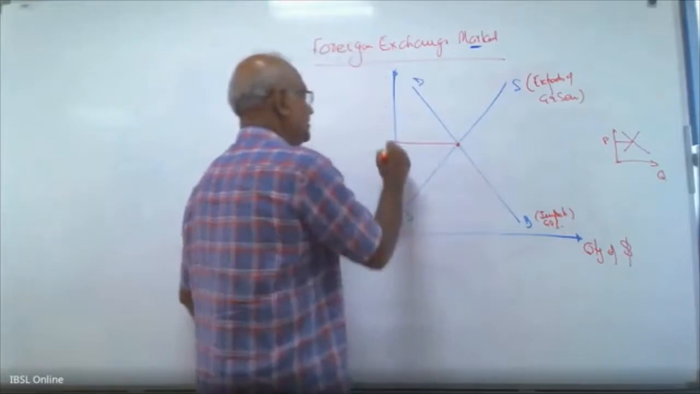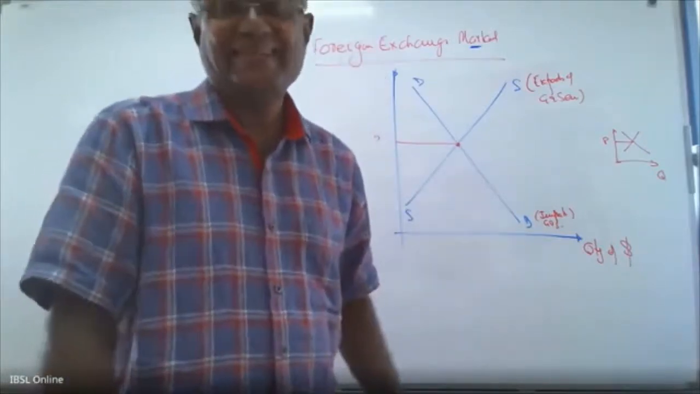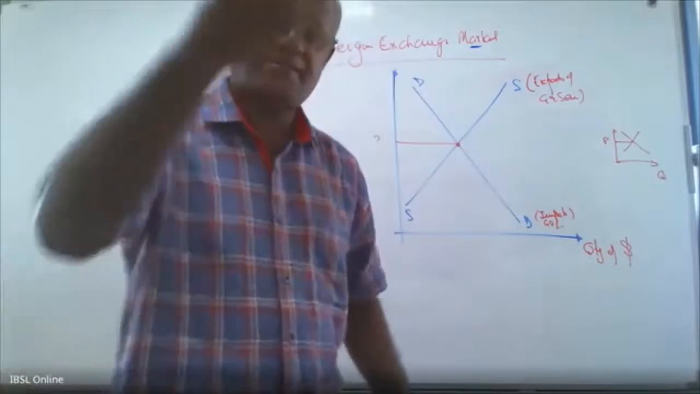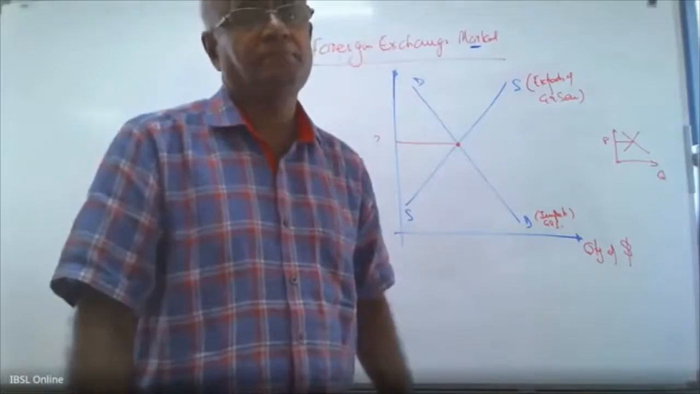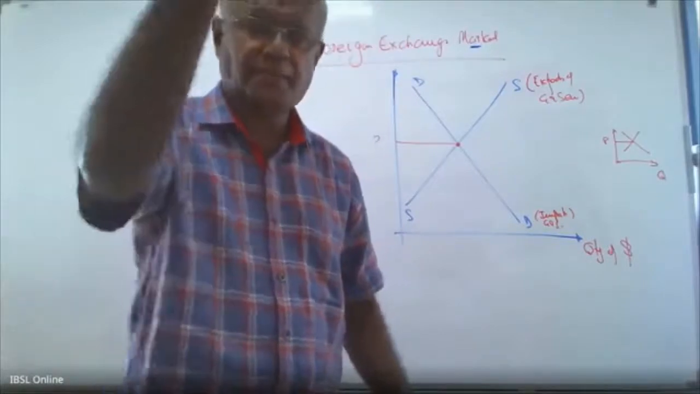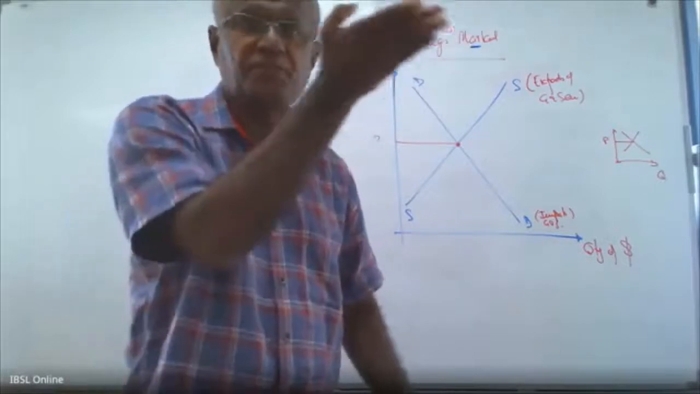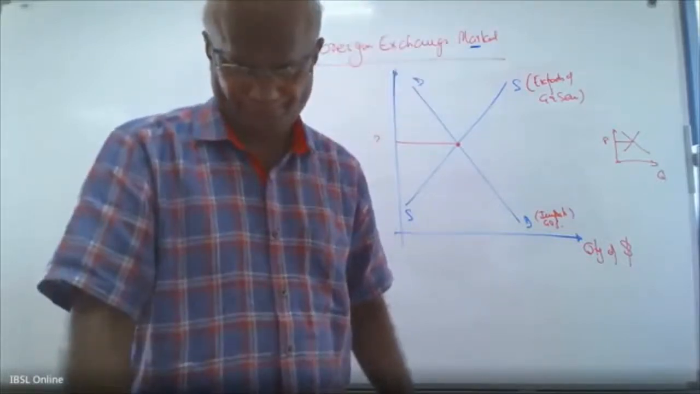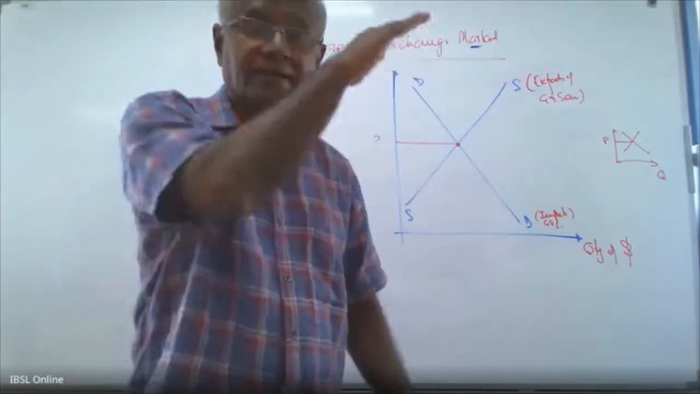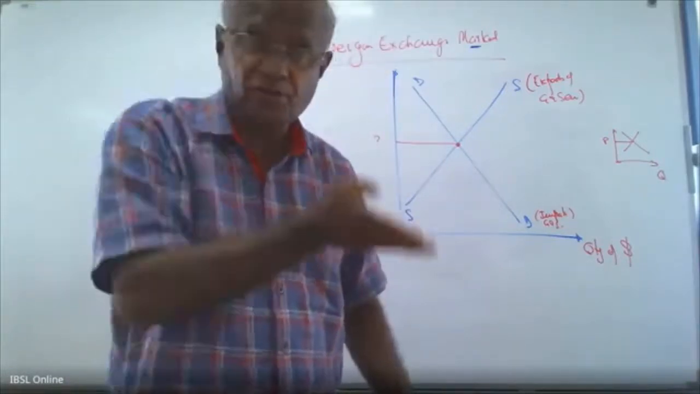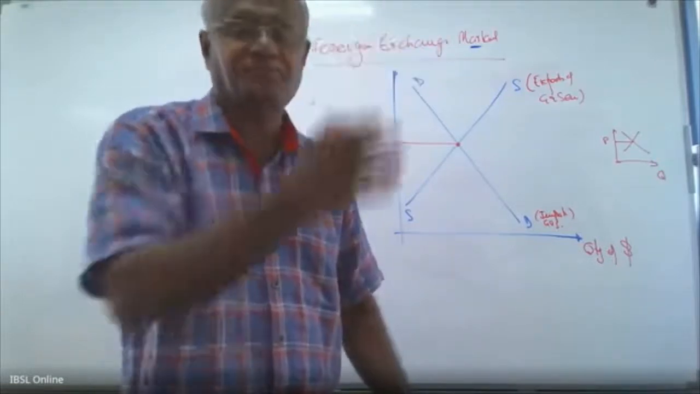What is this price? Demand for coconut, supply of coconut, determine the price of a coconut in rupees. Rupees per coconut. Understand? Then demand for dollars, supply of dollars, determine the price of a dollar in rupees.